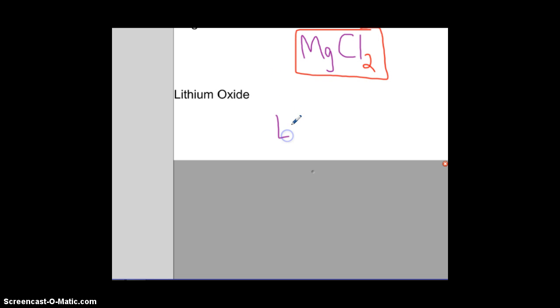So Li and O for oxygen. Like we said, Li has a positive 1 charge, and oxygen has a 2 negative charge. Are these going to balance? The answer is no. So what we need to do is we need another lithium. So if I had 2 lithium, 2 times 1 is 2. So we'll change this now into a 2. 2 minus 2 is 0, and so this is considered balanced. Li2O. That is the chemical formula for lithium oxide.